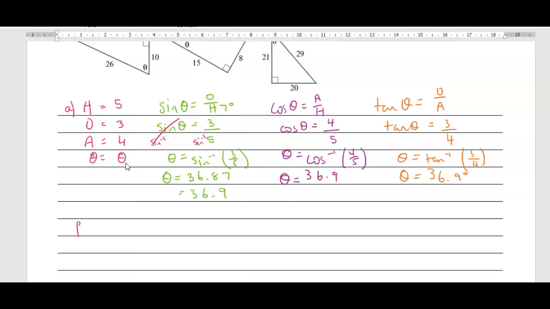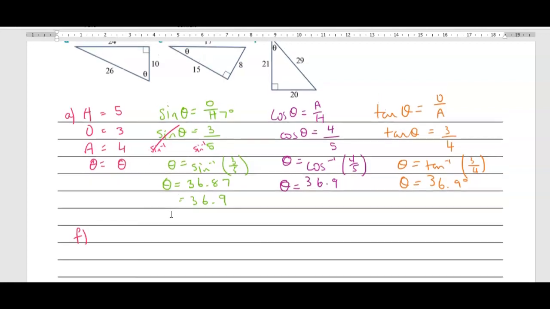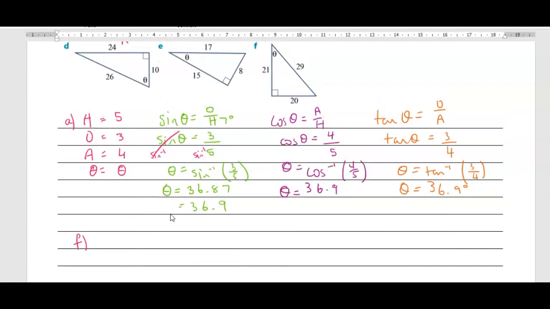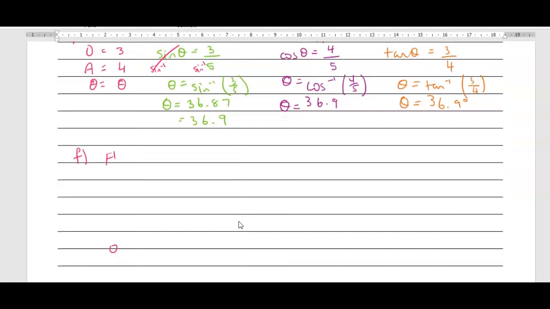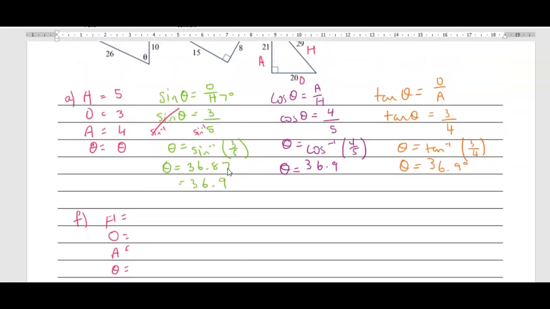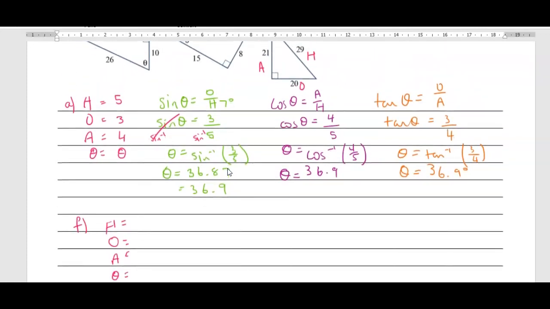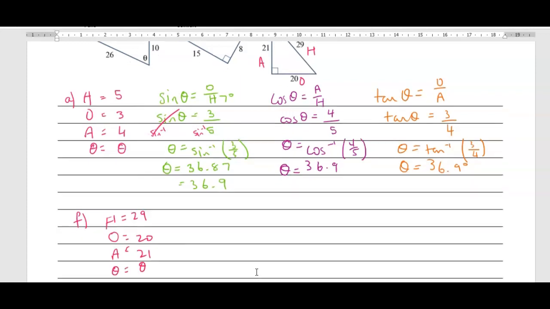Let's do just another one because we can. Let's do F. Labeling F: hypotenuse, opposite, adjacent, theta. I think my computer's getting glitchy. Let's rub that out. Your hypotenuse is 29, opposite is 20, adjacent is 21, and theta is what we're looking for. So we'll call that theta.